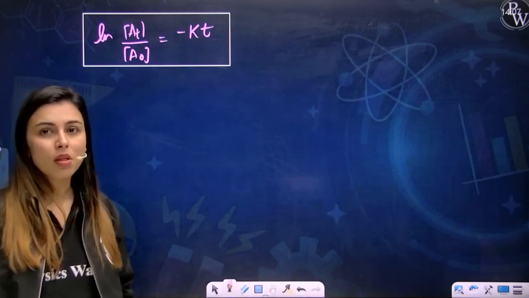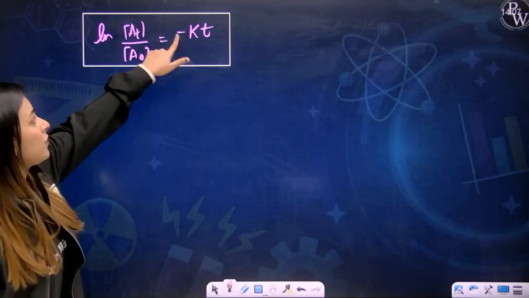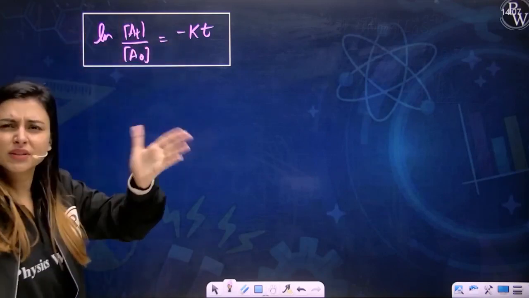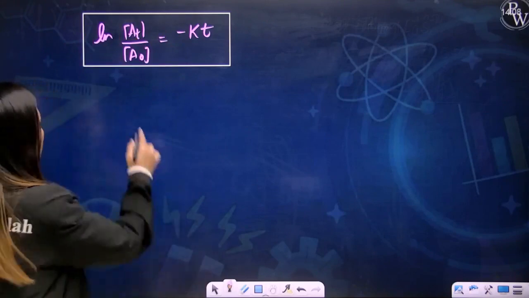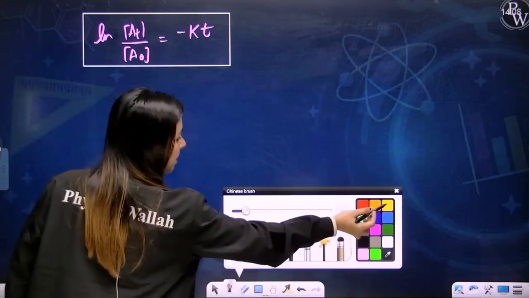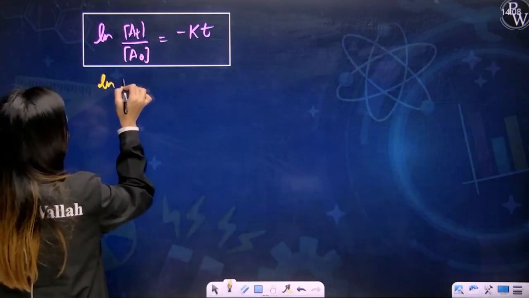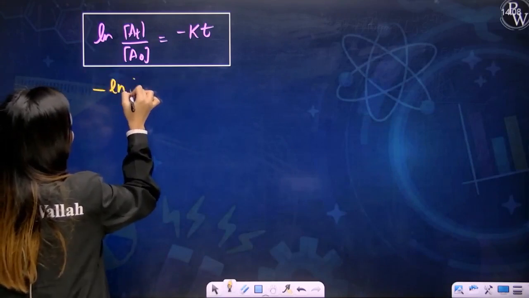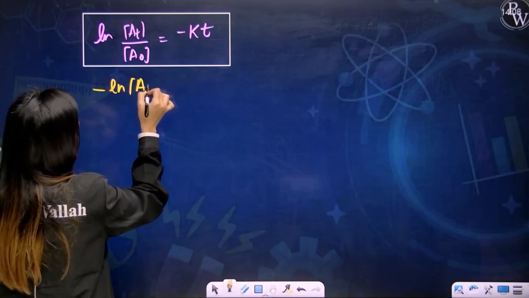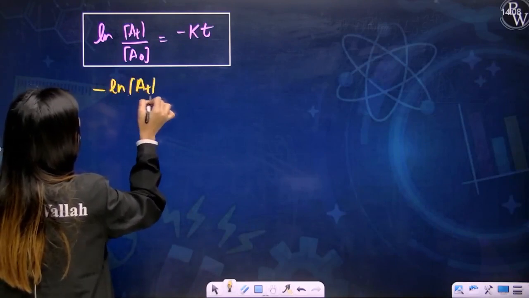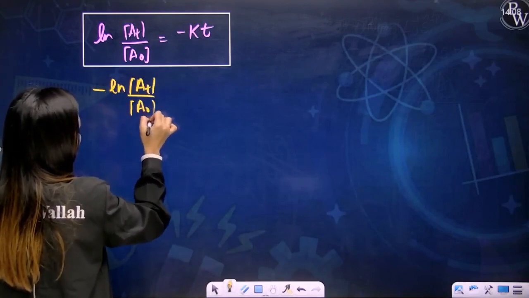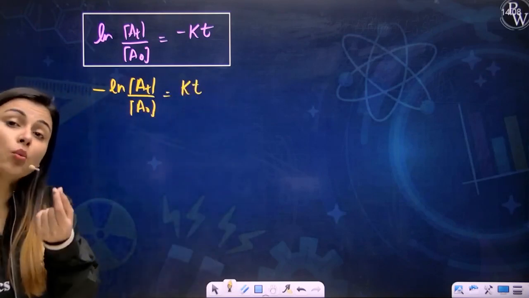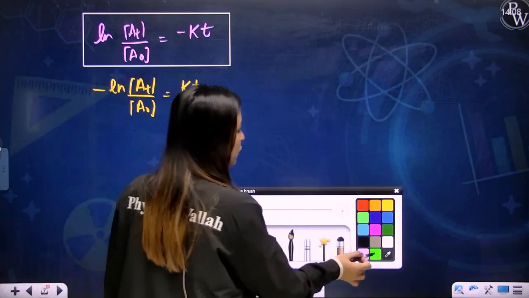Now what we will do, we'll move this negative sign to this side. We can use the negative here or here, right? Yes, so we can say that minus ln of At upon A naught is equal to kt. We can write this like this. Yes, now we'll be using one more log expression. I'll tell you which expression.